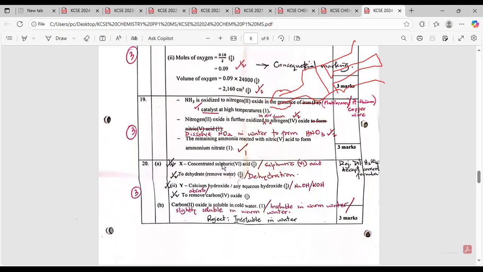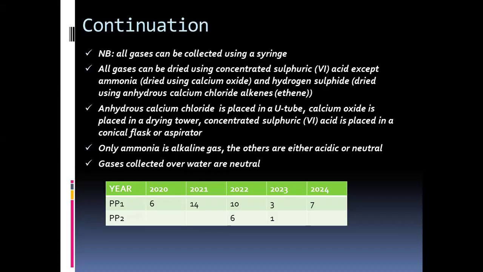You can see concentrated sulfuric acid to dehydrate. Calcium hydroxide or sodium hydroxide or potassium hydroxide to remove carbon dioxide. Then the reason is carbon dioxide is slightly soluble in water. So please, these 17 gases that I've given you, ensure that you have mastered them: method of preparation, the reagents used, and so on. That is it. I can take you to the next area unless there is anyone with a question.